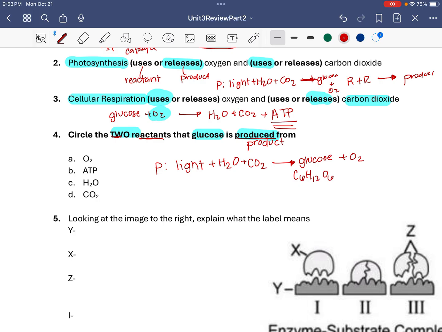So what 2 reactants? Looking here, we know that ATP is specific to cellular respiration. Here on our reactant side, we have water and carbon dioxide. Right next to glucose, you can see oxygen. Oxygen is also a product with it for the process of photosynthesis. So that's just something to remember. Whenever you see glucose, think of oxygen as well because they're both the products of photosynthesis.